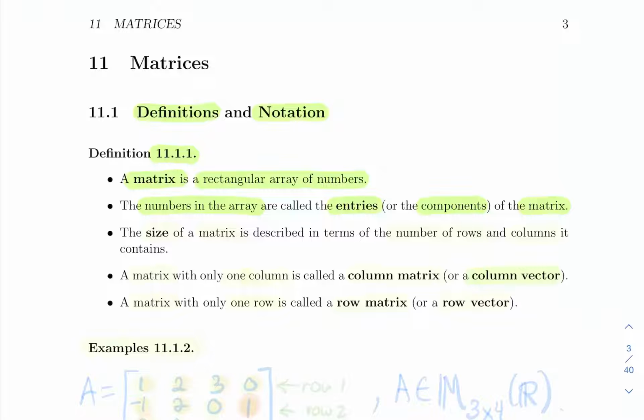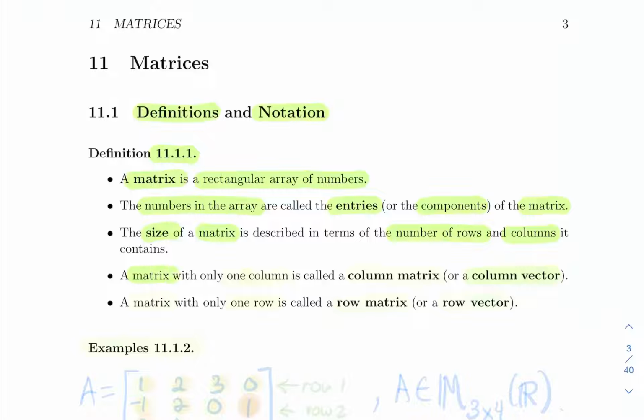The box has a size. So the size of a matrix is described the following way. When you count the number of horizontal lines, that's the number of rows of your matrix. And when you look at the number of vertical lines, this is what we call the columns of the matrix.